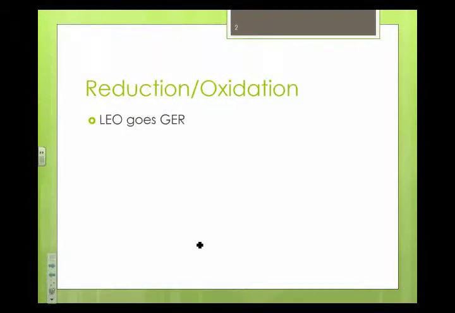Reduction and oxidation, there's some handy mnemonics to remember who gets reduced and who gets oxidized. But the general idea is that electrons get moved. So somebody's losing the electrons and somebody's gaining the electrons. And Leo goes grr is my personal favorite. There's also oil rig if you want to remember that one. But basically, if you lose electrons, you're oxidized. That's the Leo. And if you gain electrons, you're reduced.